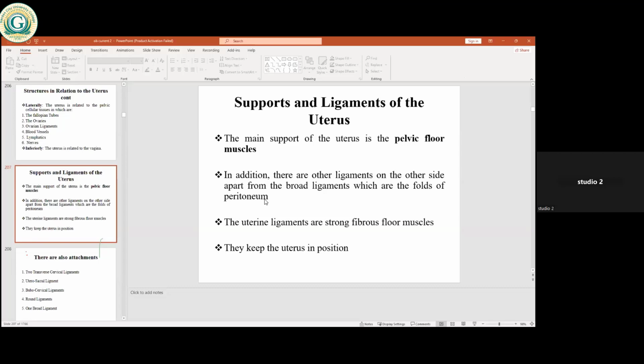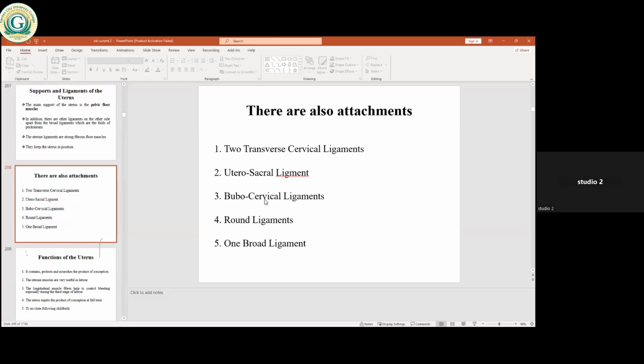In addition, there are other ligaments on either side, apart from the broad ligament, which is a fold of the peritoneum. The uterine ligaments have strong fibrous tissue. They keep the uterus in position. So these are the attachments. Take these attachments very seriously. These are the structures holding the uterus, in addition to the pelvic floor muscles.